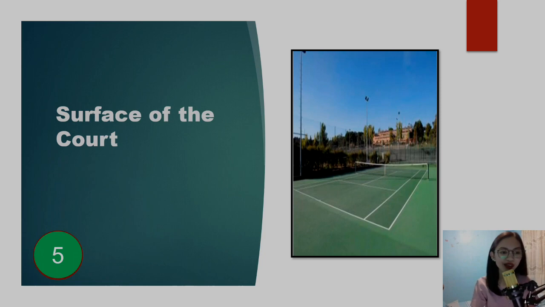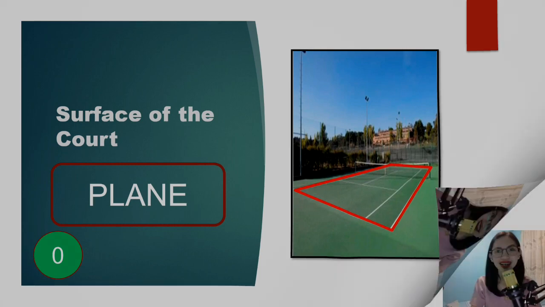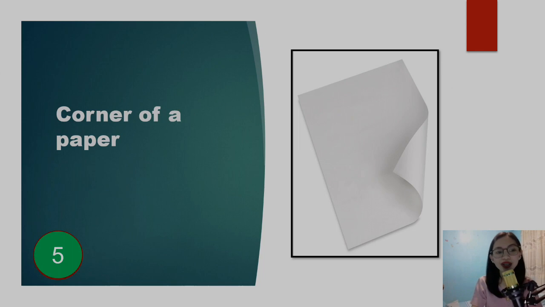Next, surface of the court. Go. And the answer is plane. So the surface of the court represents a plane. Okay, there you go. As you can see, we have there an imaginary plane. It could be a rectangle, or quadrilateral, rather. Okay. Next one. How about corner of a paper?